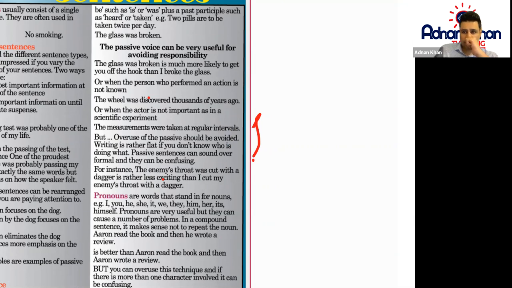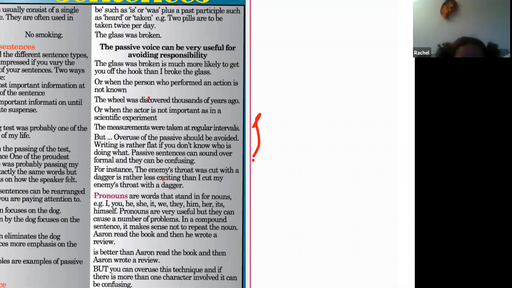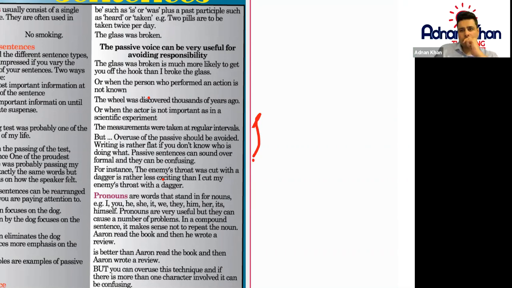The passive voice can be very useful for avoiding responsibility. "The glass was broken" is much more likely to get you off the hook than "I broke the glass", or when the person who performed an action is not known, "the wheel was discovered thousands of years ago", or when the actor is not important, as in a scientific experiment: "the measurements were taken at regular intervals".